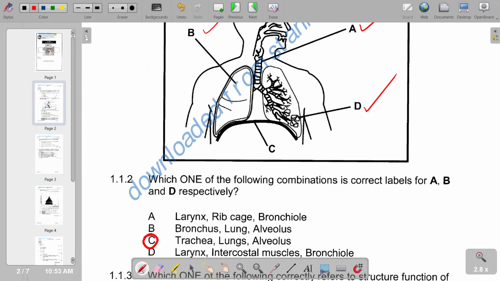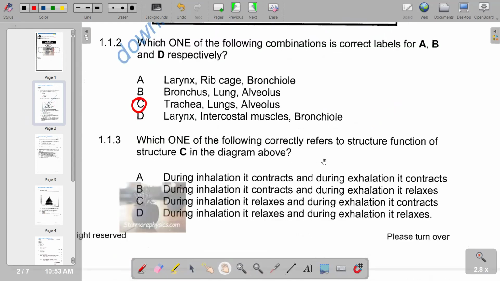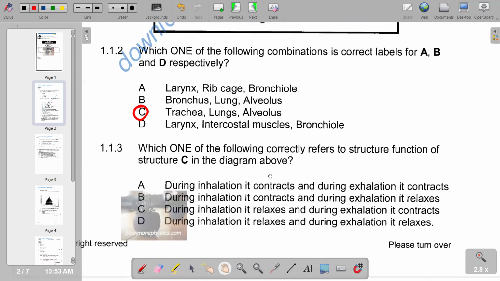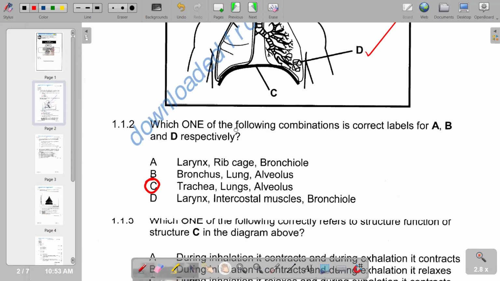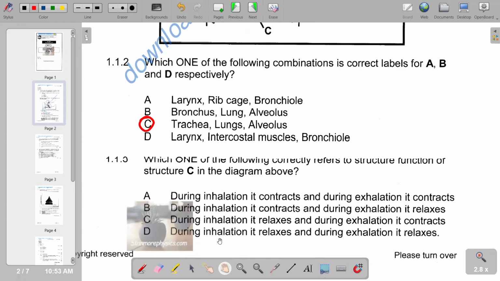So moving on to question 3. Which one of the following correctly refers to the structure function of structure C in the diagram below? So the function of C. You go there and you see that C, in terms of its function, during inhalation it contracts and during exhalation it relaxes. So it gives us B as the correct response.